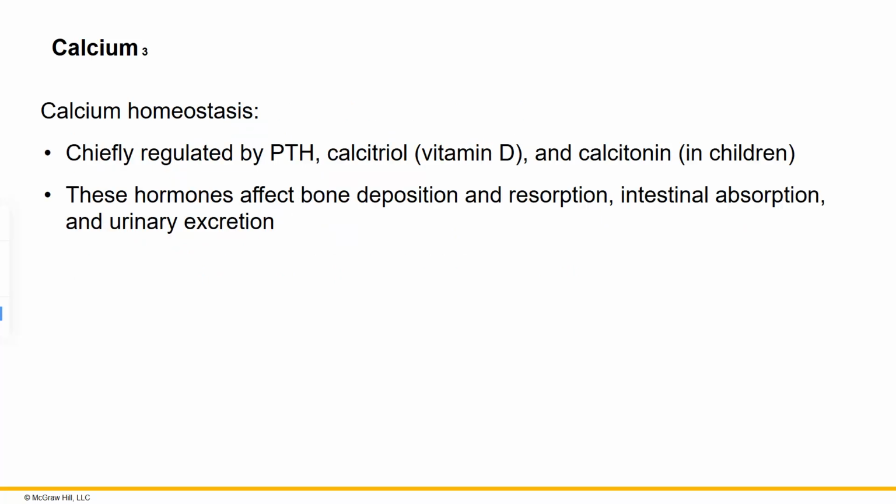It's chiefly regulated by parathyroid hormone, calcitriol, or vitamin D, and calcitonin in children. These hormones affect bone deposit and resorption, intestinal absorption, and urinary excretion.